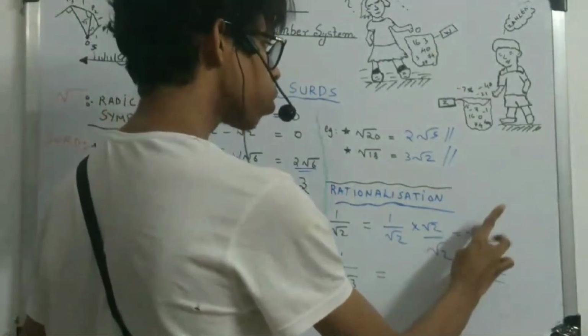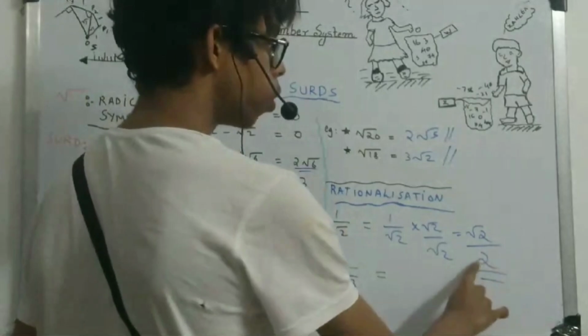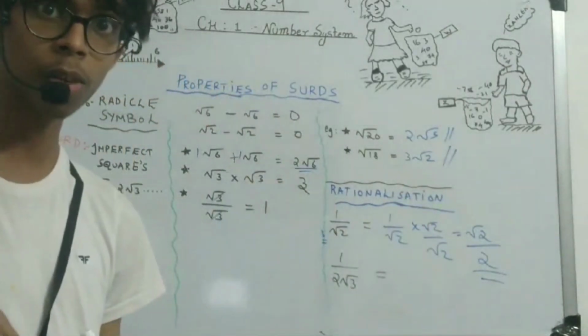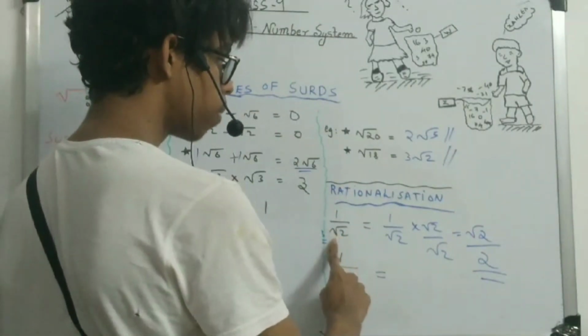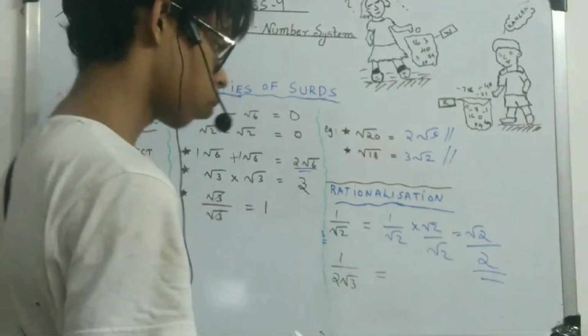There is no problem if there is a root in the numerator, that is perfectly okay, but the denominator should never have a root symbol. If there is a root symbol, we have to eliminate it. And what is the way in which we eliminate it? We have to multiply the root of something which is present in the denominator and divide it also.